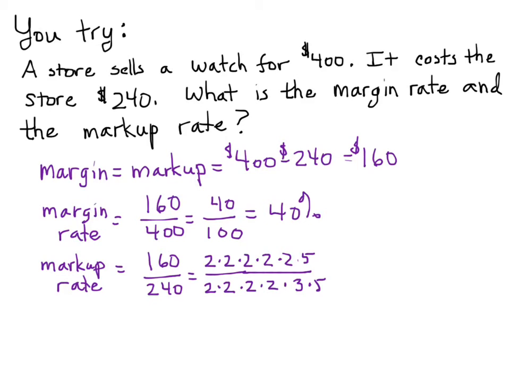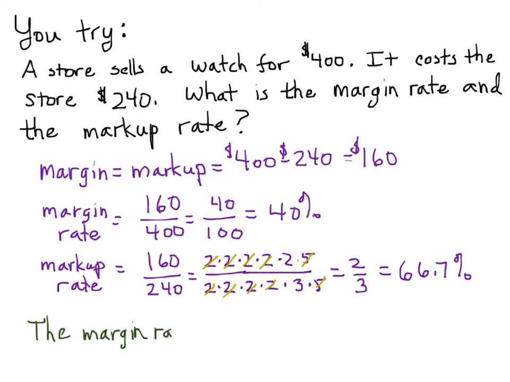Okay, 16 is 2 times 2 times 2 times 2, times 2 times 5, which is 10. A similar breakdown with 240: that's 2 times 2 times 3 times 2, which is 24, and then 2 times 5 is 10. So you get all those, and then you go ahead and cancel those out, and you get 2/3, which is 66.7%.